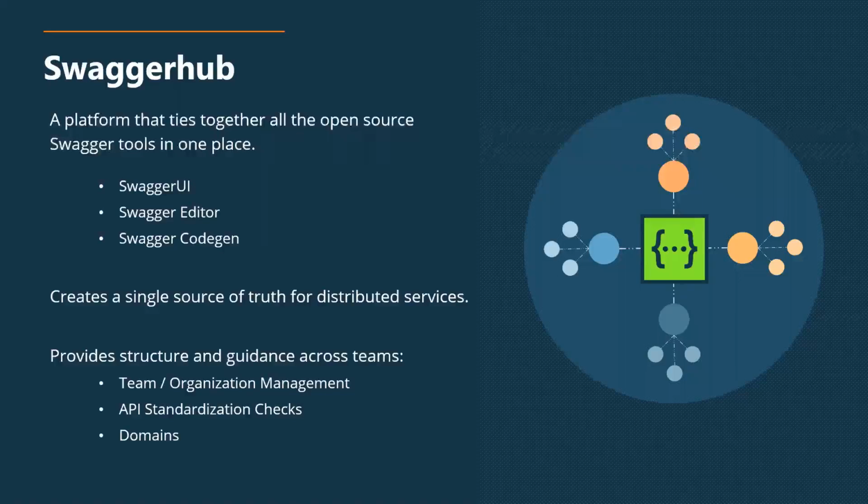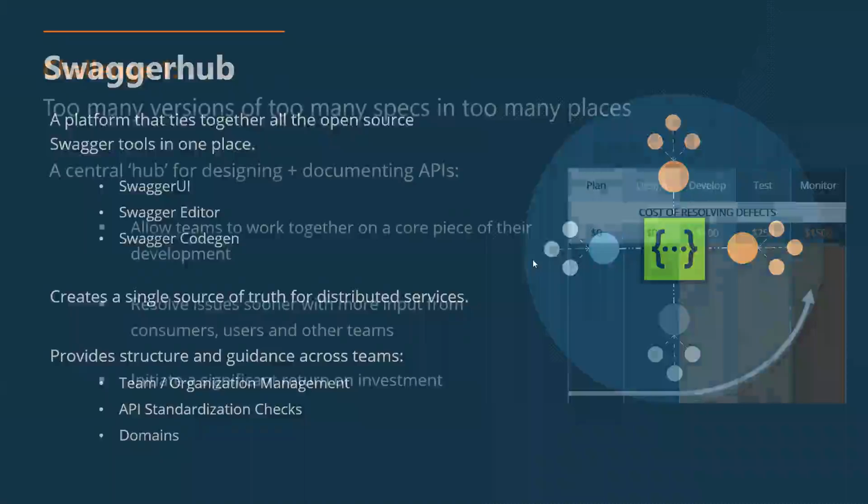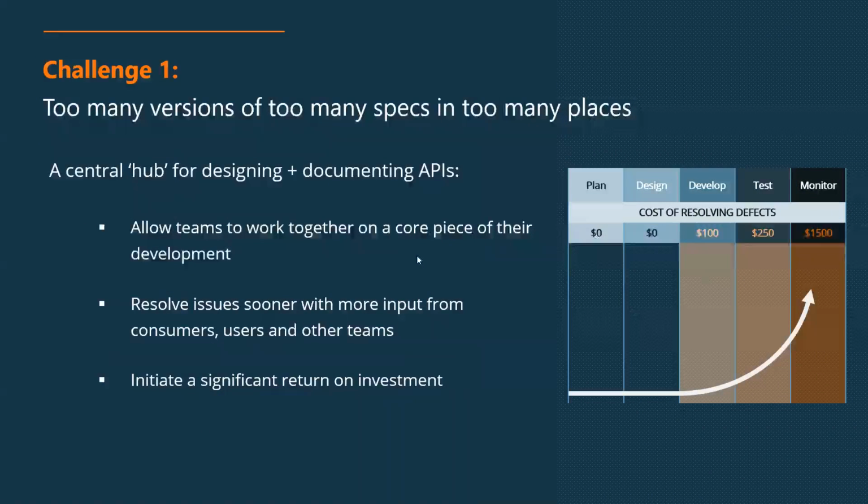And then it also provides a structure and guidance across teams. Potentially you could have different teams that need to access different APIs. They might need to have standardization checks, those style guidelines. SwaggerHub allows you to build out and have that structure within the platform. So you can store your definitions in different areas, and you can also provide access to your teams within those areas. So we've talked very briefly there about SwaggerHub.